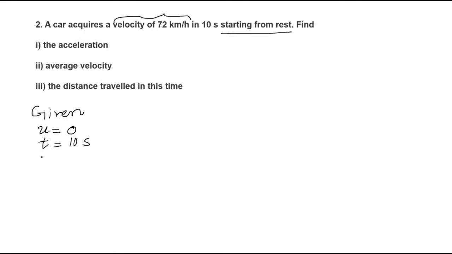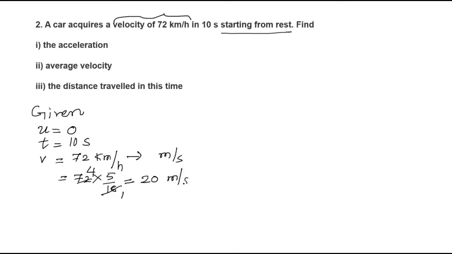Now therefore, for the final velocity, the letter which we have to use is a small v, and that is 72 km per hour, which should be converted into meter per second. And how can we convert it to meter per second? 72 into, a shortcut is 5 by 18, you have to multiply. So 18 ones are, 18 fours are, and that is equal to 20 meter per second, and therefore we have got this final velocity into the standard unit. So we have converted this.